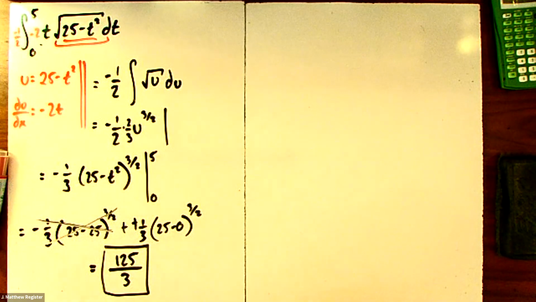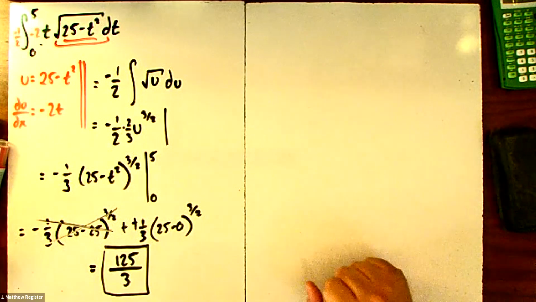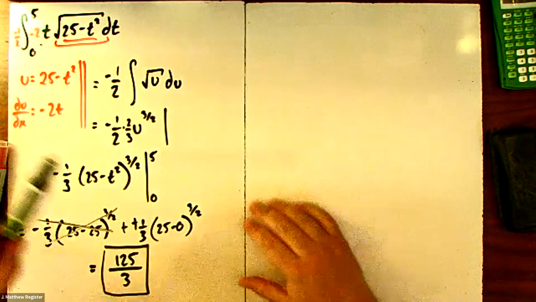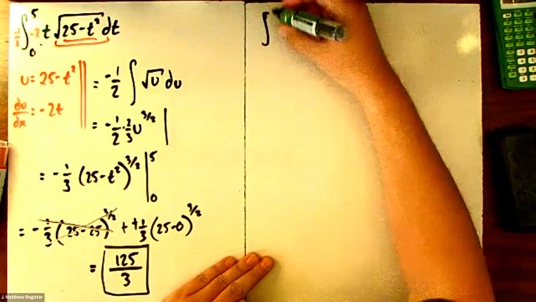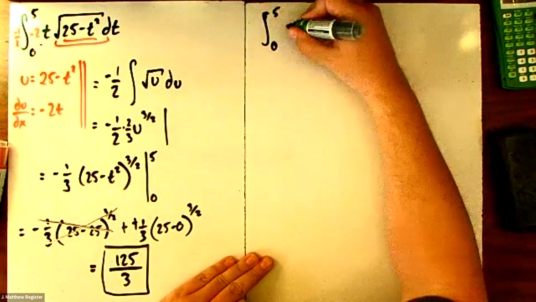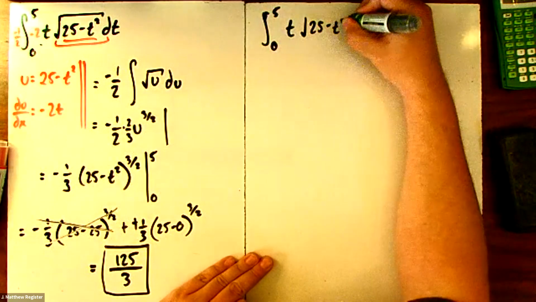This is a good technique. It's not the technique you will typically see in textbooks, though, because there is a shorter approach. And so let's see the shorter approach for this problem. So we'll do the exact same problem, the integral from 0 to 5 of t times the square root of 25 minus t squared.